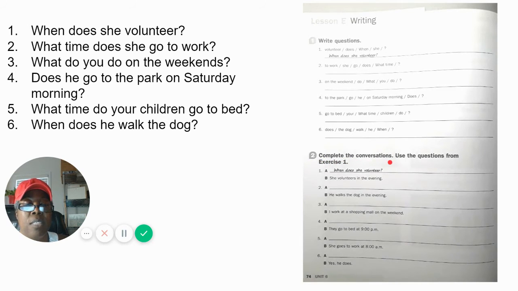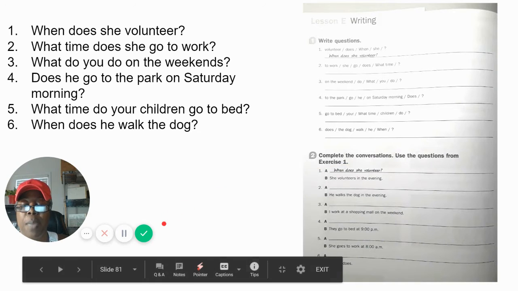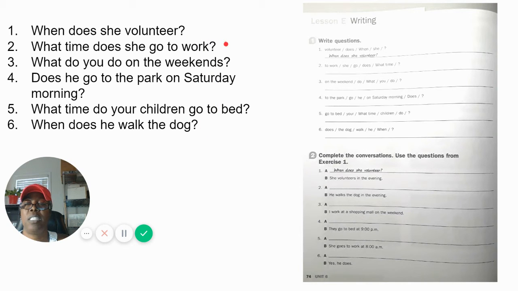Complete the conversations. Use the questions from exercise 1. So if you think about these questions in exercise 1, when does she volunteer? What time does she go to work? What do you do on the weekends? Does he go to the park on Saturday morning? What time do your children go to bed? When does he walk the dog?